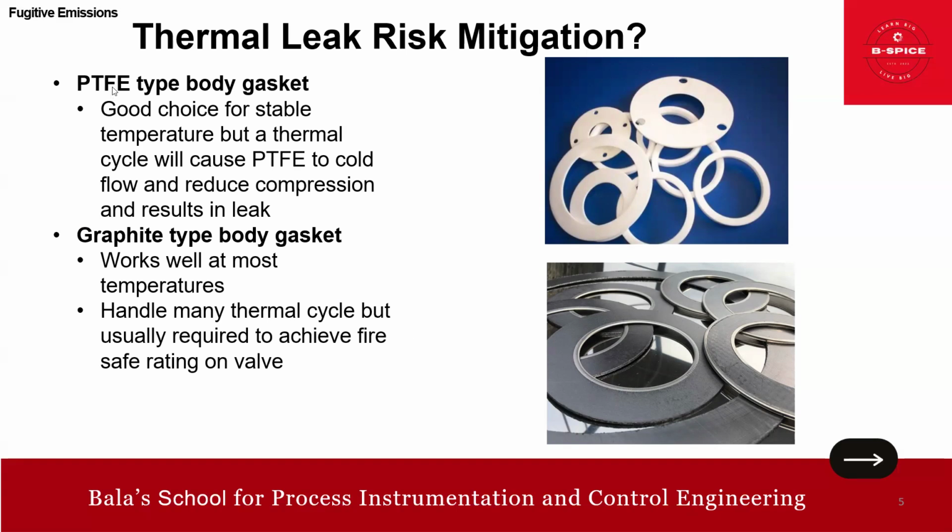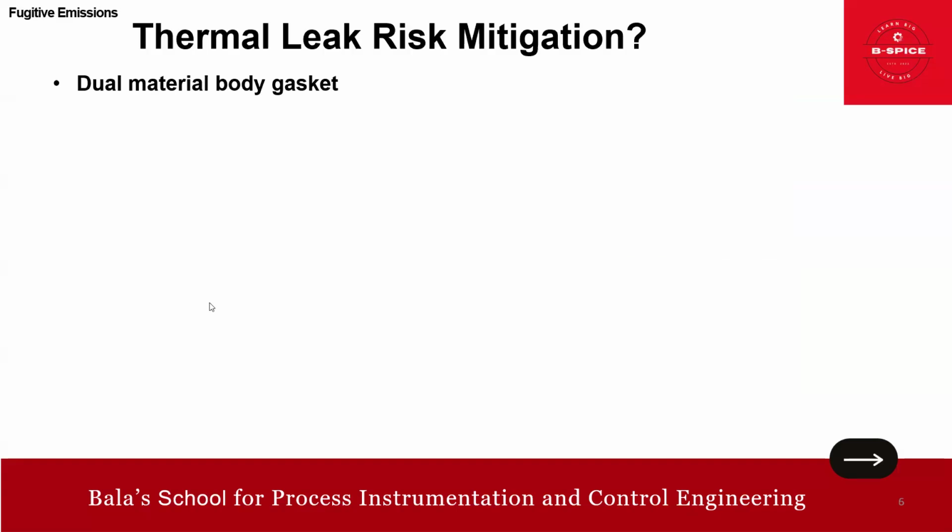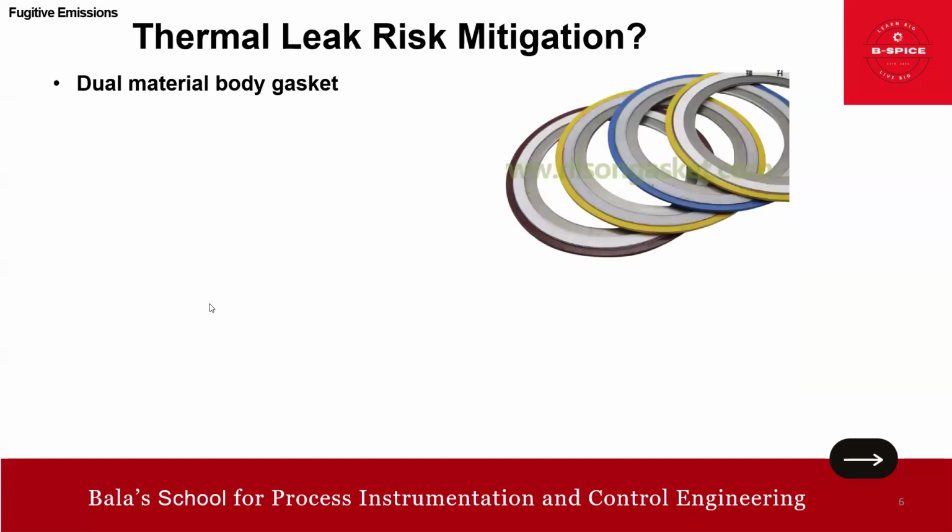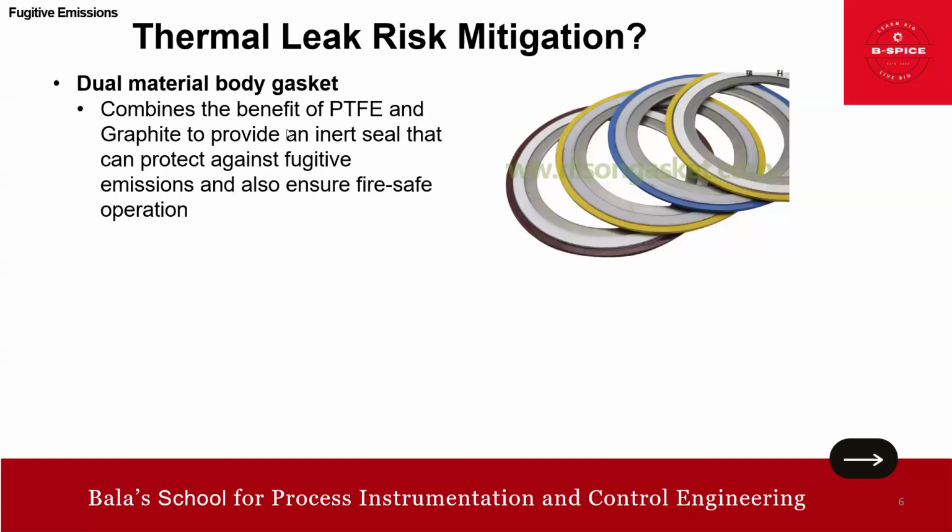One way of doing this is the PTFE type body gasket. The other is the graphite type body gasket. Then a few more: the dual material body gasket. Basically it's a combination. It combines the benefit of Teflon and graphite to provide an inert seal that can protect against fugitive emission and also ensure fire safe operation. So that is also met. Okay, this is the dual material. As you can see here, dual material.